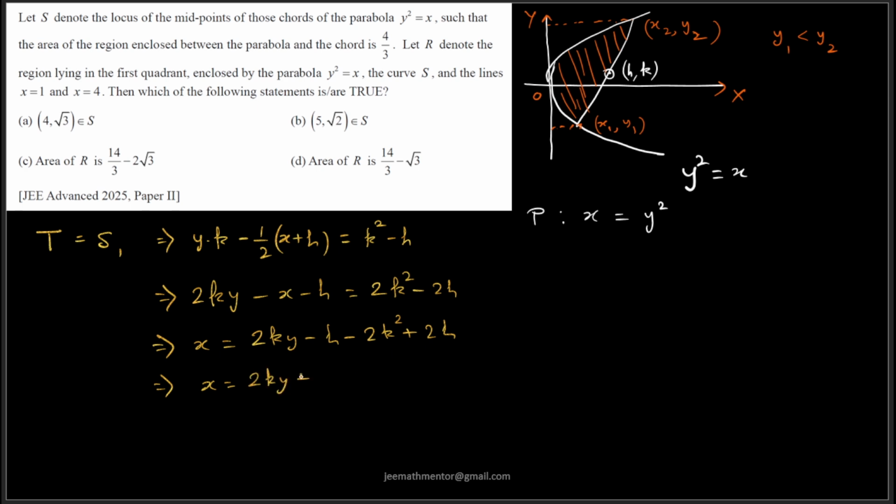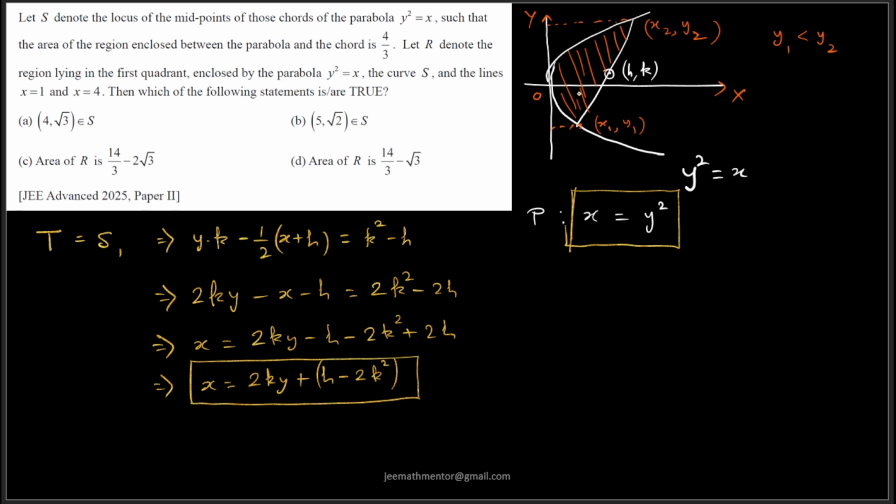So basically x becomes 2ky plus h minus 2k squared. So the h minus 2k squared part remains free from x or y. The y term's coefficient is just 2k. So we have got x equal to y squared as the equation of the parabola in terms of y, and this is the equation of the chord.